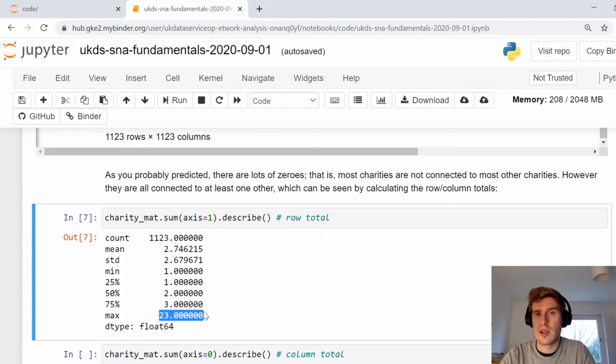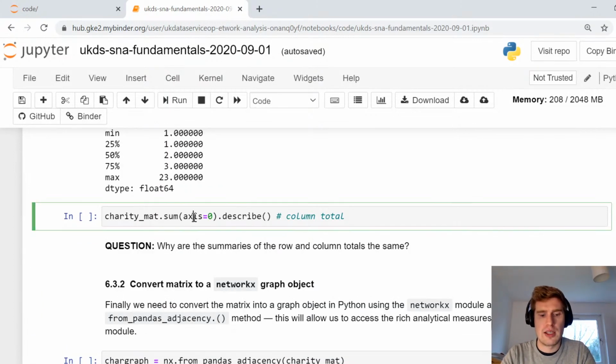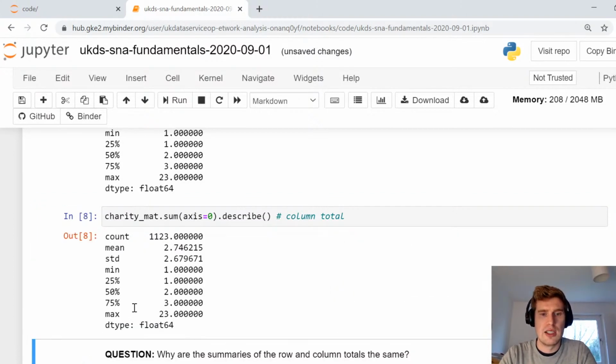And there's one charity, we can see the max statistic here, that's connected to 23 others. So that's quite a well networked, or possibly quite an important charity that sits in the middle of the Manchester charity network. We can start looking that up in a moment. And just to show that you can also just say, take the information in each column and give me the summary statistics, and you get the exact same results.